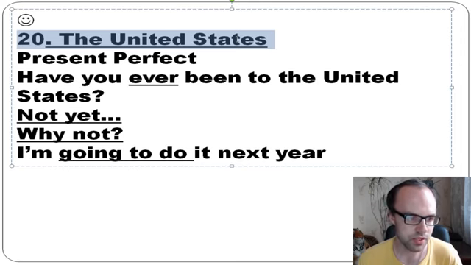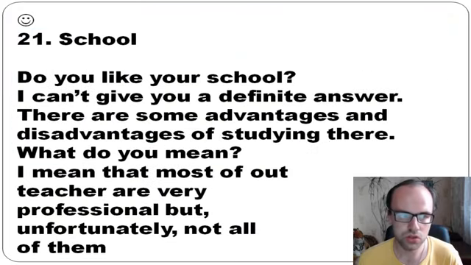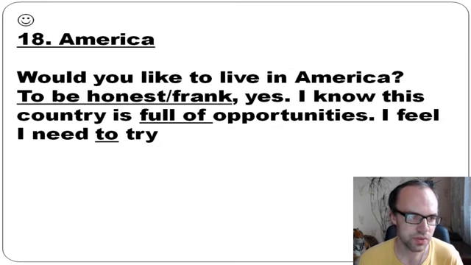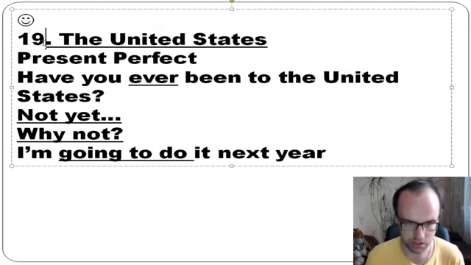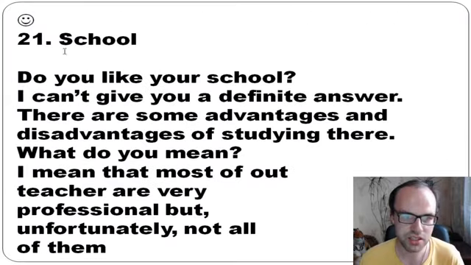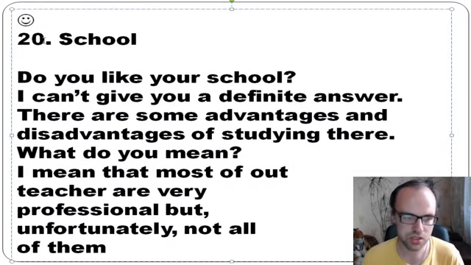Well, so what is next? So school. Do you like your school? Sorry? Let me check it. What's wrong? So America 18, the United States 19, and school 20, okay? So well done.